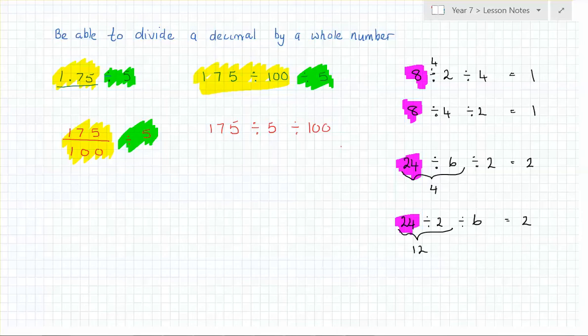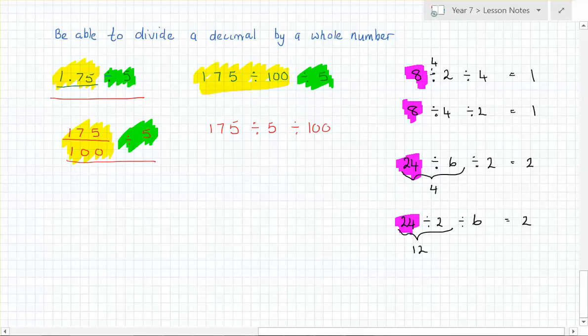Now, we decided that 1.75 is the same as 175 divided by 100. Ryan said that, he talked about the fractions. Is that okay with you? So it doesn't change anything. The answer to this one is the same as the answer to this one. So if I do that, I do this. Fine? Yes. Oh, I get it now.